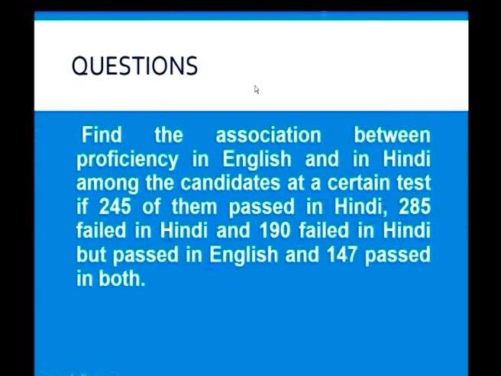Based on the discussion in this session, the following question is often repeated. Find the association between proficiency in English and in Hindi among the candidates at a certain test if 245 of them have passed in Hindi, 285 have failed in Hindi, 190 failed in Hindi but passed in English, and 147 passed in both. Describe the attributes A and B and describe the attributes alpha and beta. Using them, find the association between these two attributes.